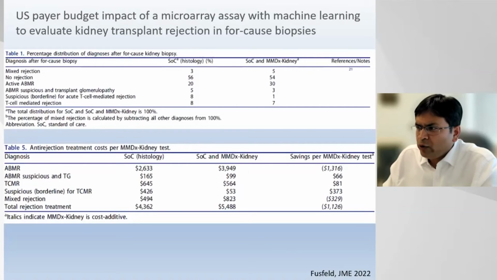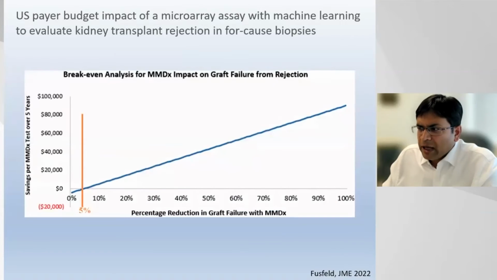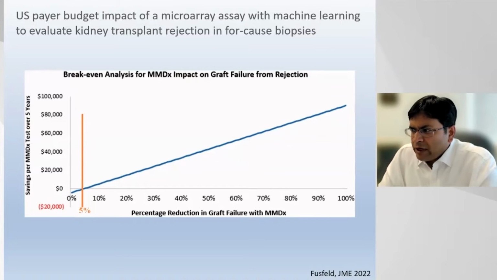So how does this translate into graft loss versus graft failure reduction? And this graph shows that. So when you look at the break-even analysis for MMDx of graft failure from rejection, there needs to be just a 5% reduction in graft failure, as you can see here in the orange line, to offset the increased costs associated with MMDx incorporation into practice. The blue line represents a savings per test and increasing percentages of reduction in graft failure from rejection with MMDx.